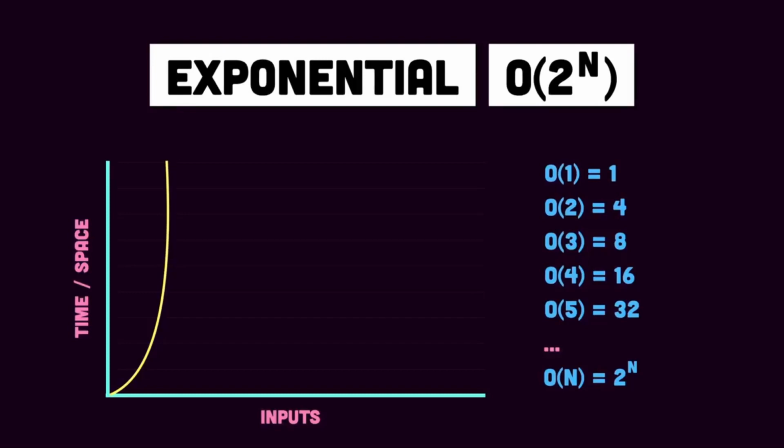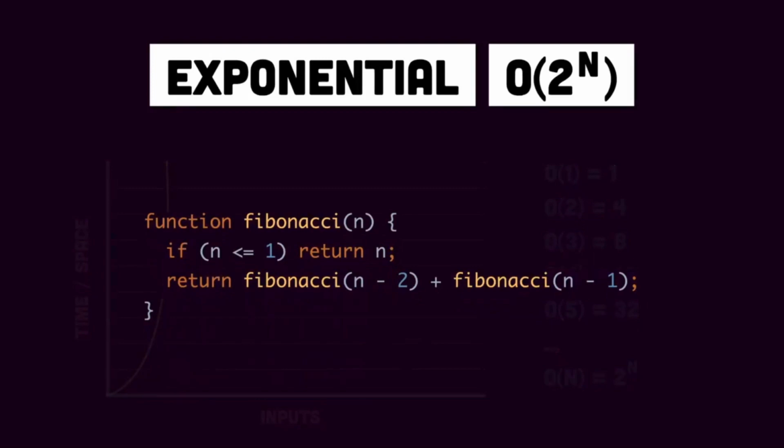The algorithmic example for this would be, for example, if you're iterating through all the possible combinations of items in an array. Another example would be the Fibonacci series. So with the increase in n, it is going to grow exponentially.